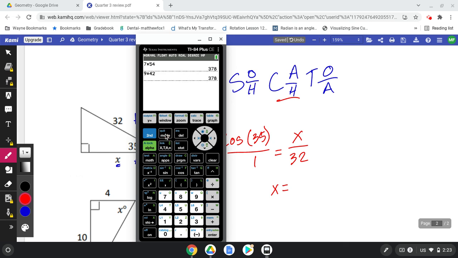Make sure you're in degree mode. If you're using your calculator, go down, change it to degree mode. So, second to quit. 32 times, we said cos, so right here, cos of 35. Close the parenthesis, hit enter, and we get 26.2.